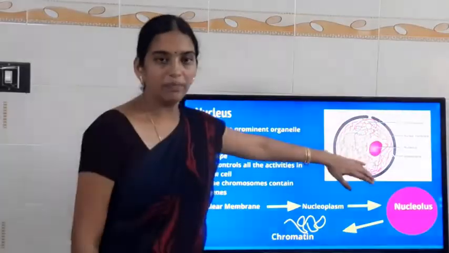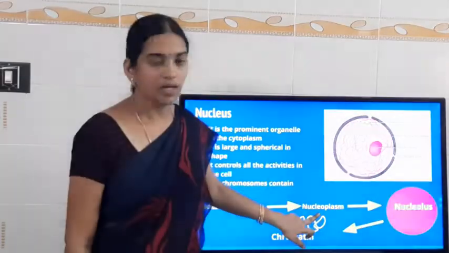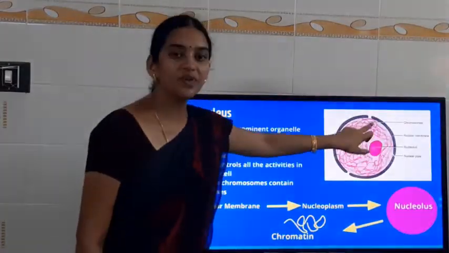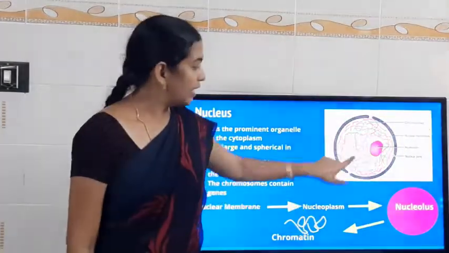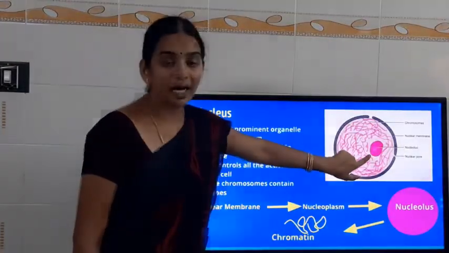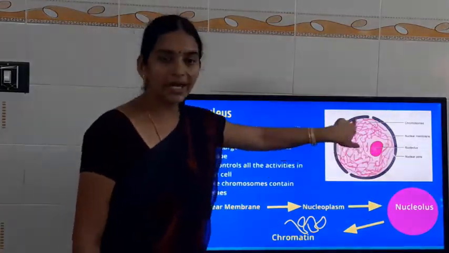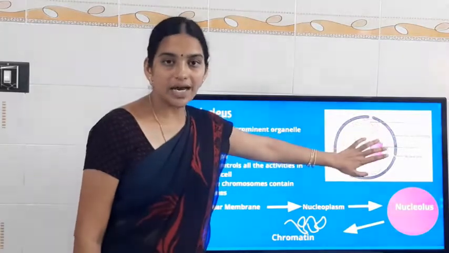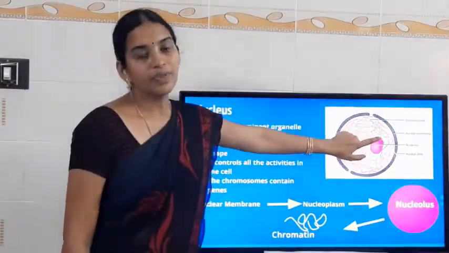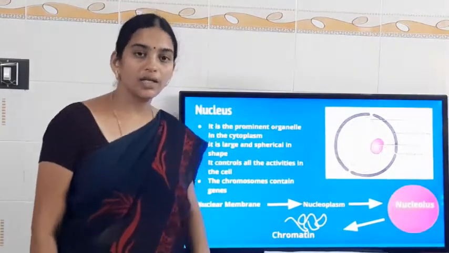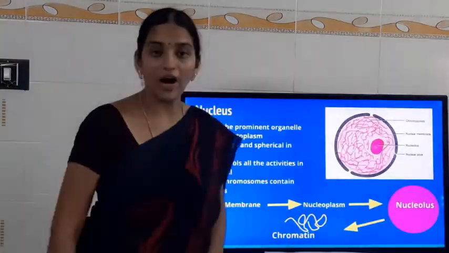Inside the nuclear membrane, there is a dense matter called nucleoplasm. In the nucleoplasm, there is a tiny round-like structure called nucleolus. And here, in the nucleolus, there are thread-like structures called chromatin fibers.